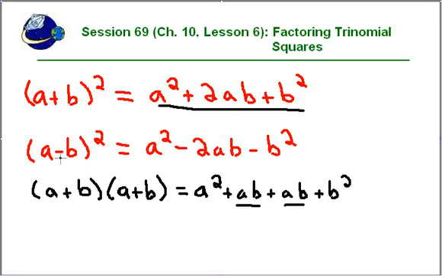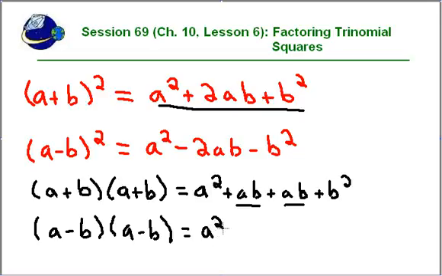The only thing that's different down here in the second one is that we're going to have a negative with a b. Well, we can go ahead and do it. We'll start off with a minus b, and that's going to be multiplied by itself times a minus b. Let's distribute that through. A times a is a squared. Then we have a times minus b. That's going to be a minus ab.